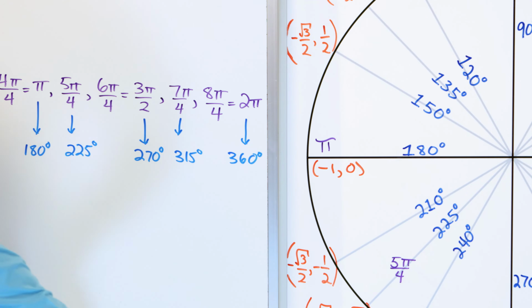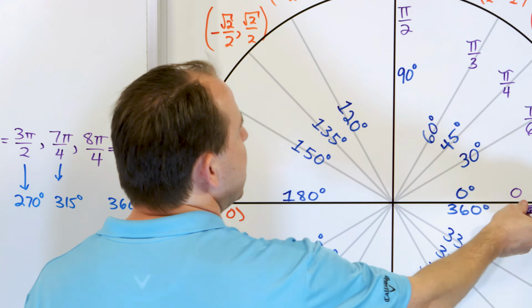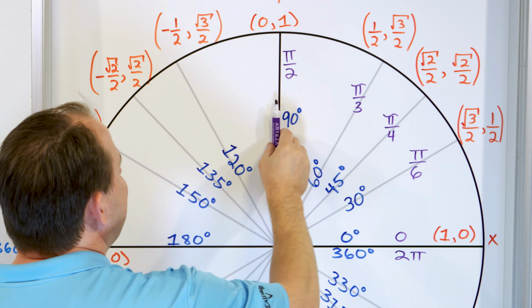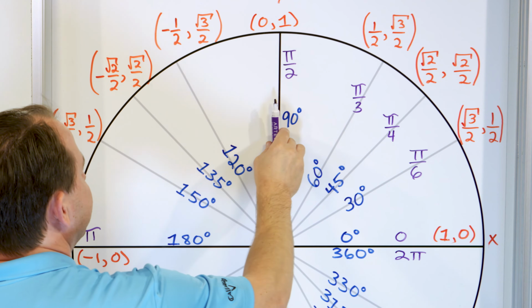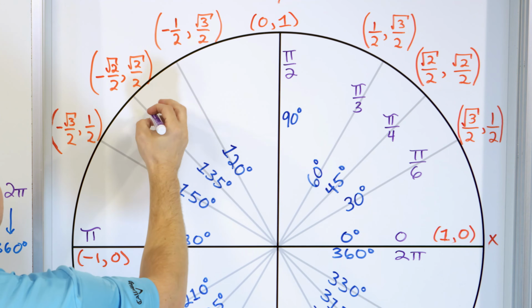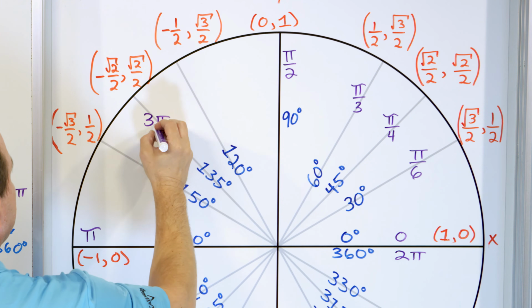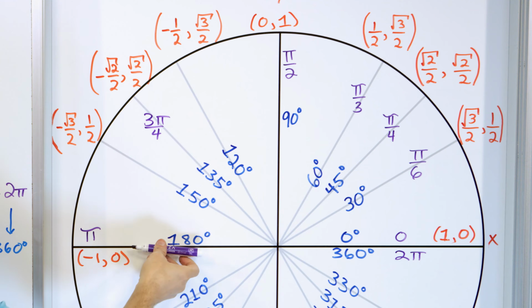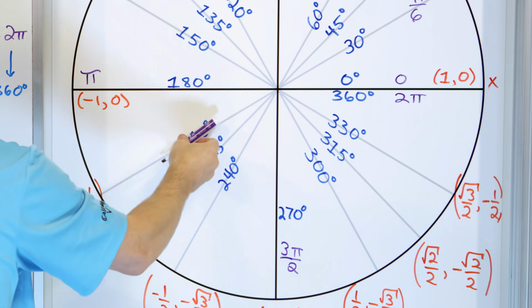Here's what we're going to do. We're going to mark them all down now. We have pi over 4, 2 pi over 4. Remember, that reduced to pi over 2. Then we have 3 pi over 4. That doesn't reduce, so let's write it down. 3 pi over 4. Then we have 4 pi over 4. That reduces to pi. Then we have 5 pi over 4.